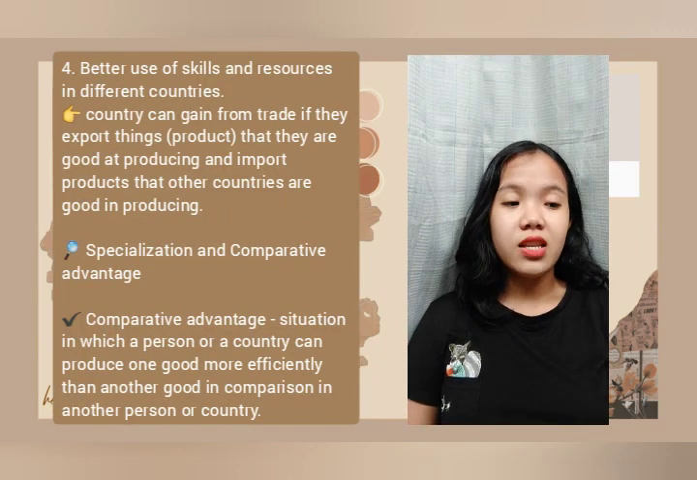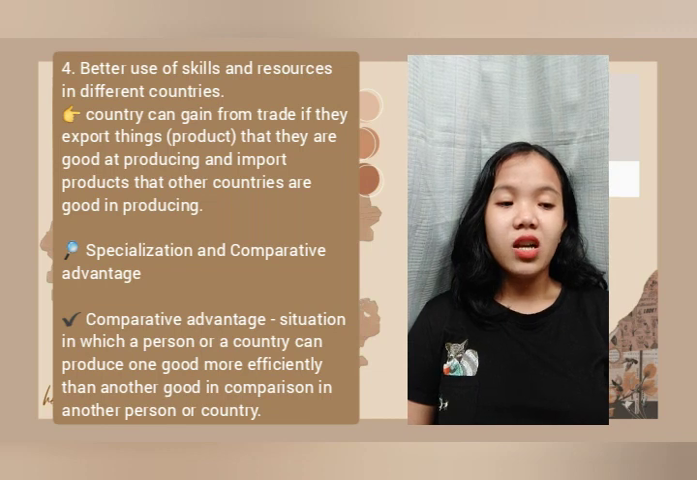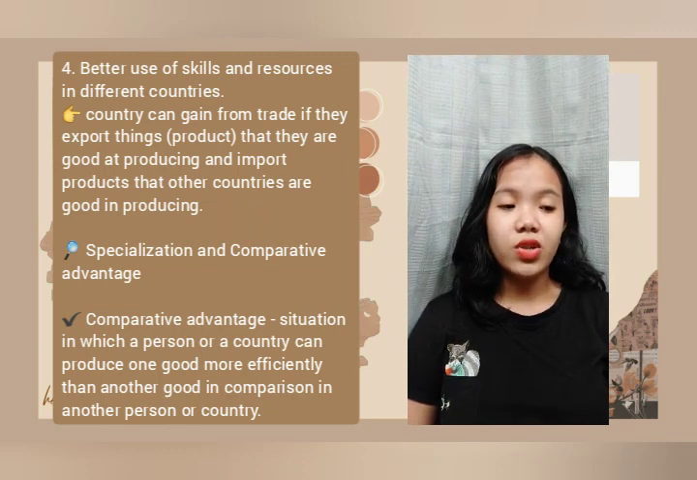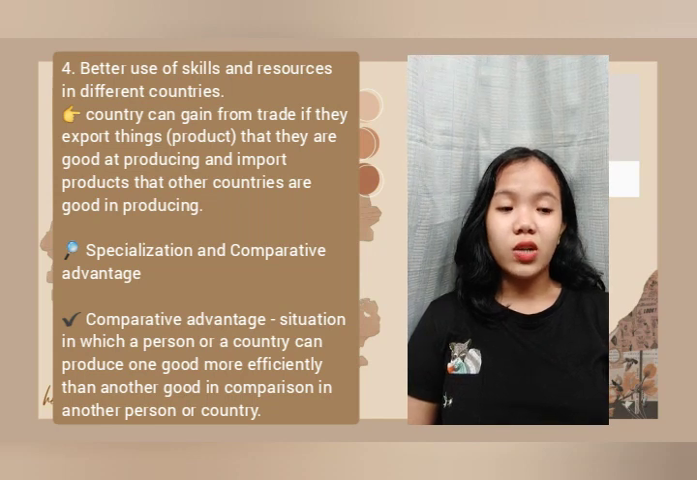The fourth is better use of skills and resources in different countries. A country can gain from trade if it exports products that it is good at producing and imports products that other countries are good at producing.